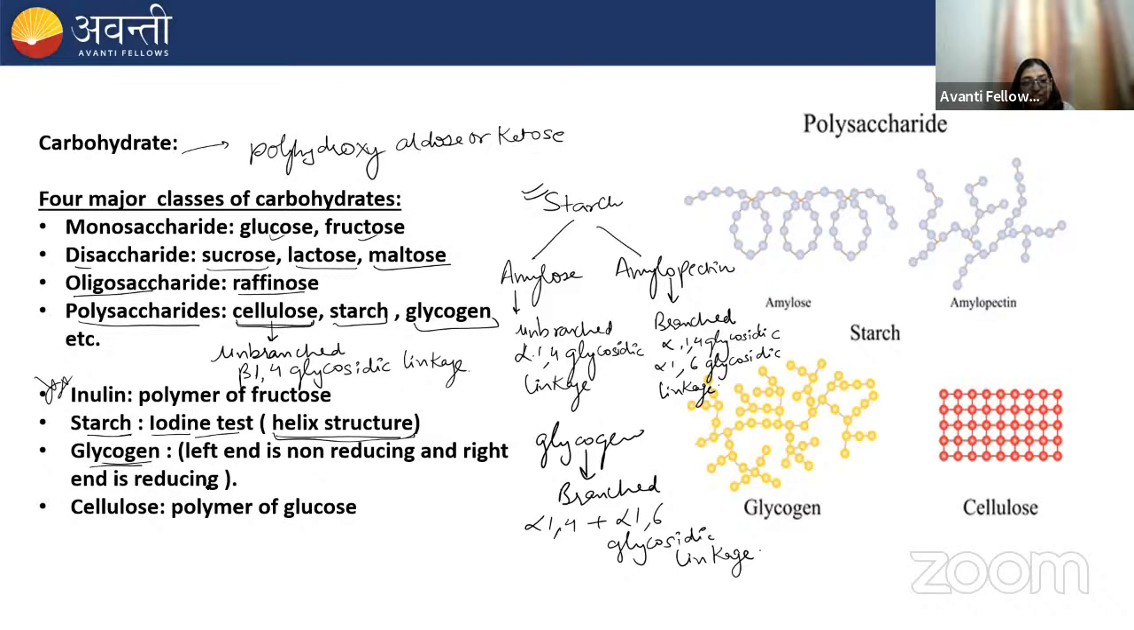We know that glycogen is branched, and glycogen is the reserve food material in animals. In glycogen, the left end is the non-reducing end and the right end is the reducing end. Reducing means there is a free reactive group at the end. Non-reducing means the reactive group is not free or not present. Remember that sucrose is a non-reducing sugar.